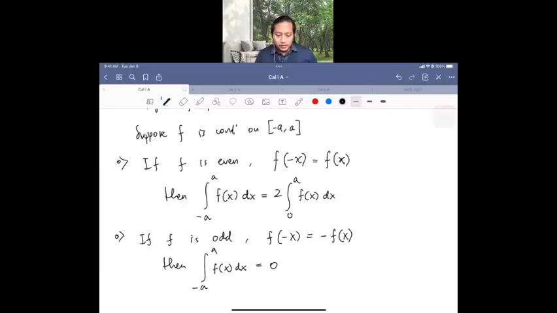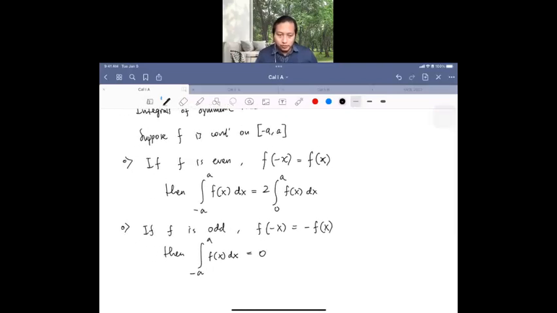How do we make this into our logic? We can do it first with a graph. For example, you have even functions. For example, this is your function here. It's an even function, right? And you have from negative a to a.